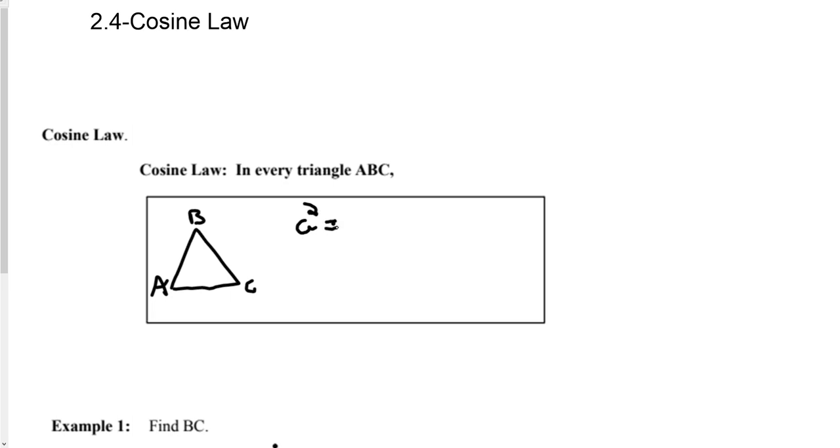A squared equals B squared plus C squared minus 2BC cosine angle A. So basically all you need is just any angle and then the two adjacent sides, and that will let you find the opposite side of the angle.